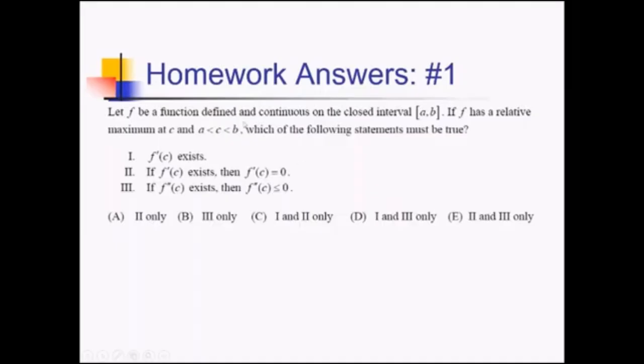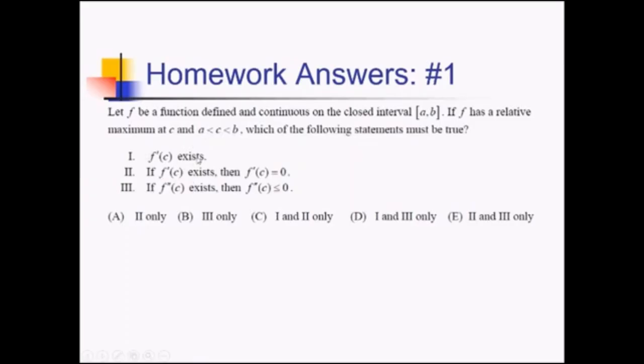For this problem, f is a function that's defined and continuous on this closed interval. If f has a relative max at c, and c is between a and b, we want to know which statement has to be true. So we've got these three statements. Let's see if we can eliminate any of them.